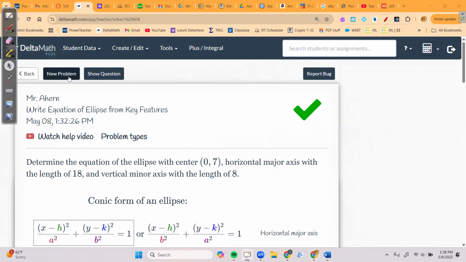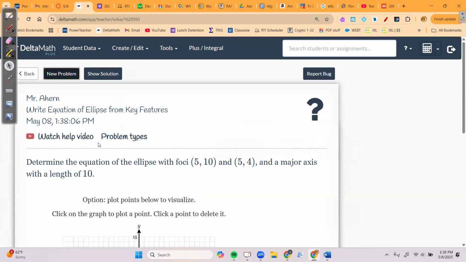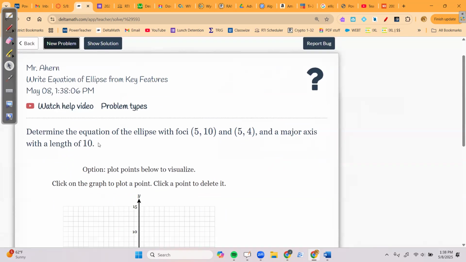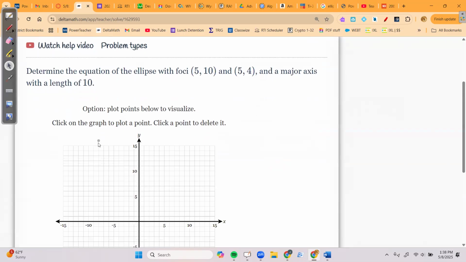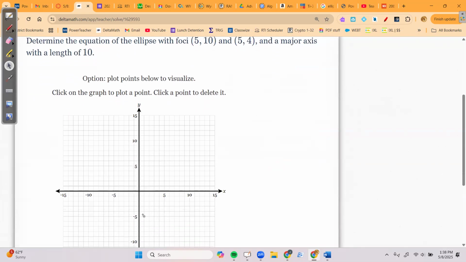So let me search through here and find one that's a little bit more challenging. This will be a good example. So just one more problem, and if you understand this, then you can pretty much figure out the rest. So the key here is, again, let's visualize. We have our foci at 5, 10 and 5, 4. So there's a focus at 5, 10 and a focus at 5, 4.